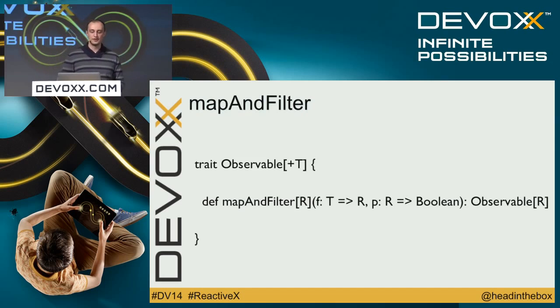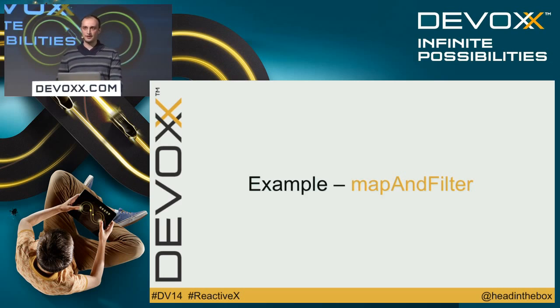Let's say we want to implement this map and filter operator. Very simple. It just maps a function f on the stream and then applies a predicate to filter out some values. So first we have a function on an observable of T. We have a function that goes from T to R, and then we have a predicate that takes an R and returns a boolean to see if it should be filtered or not. Now, obviously, this is not implemented on observable, so we have to do it ourselves. Let's see how we can do that.